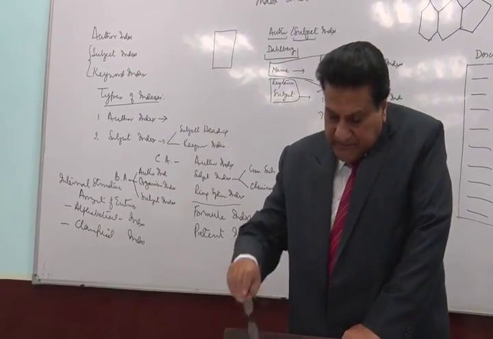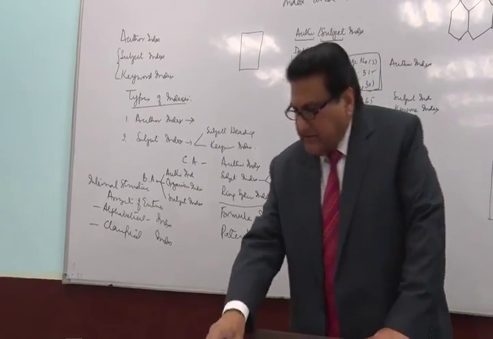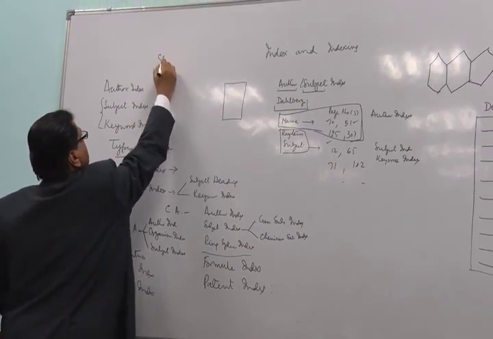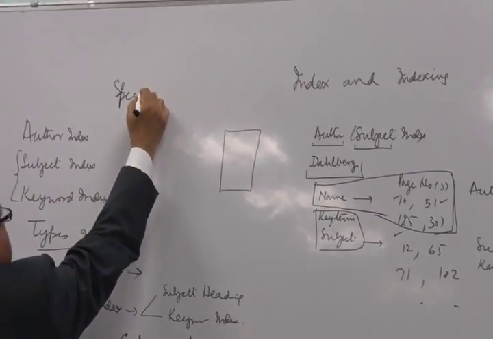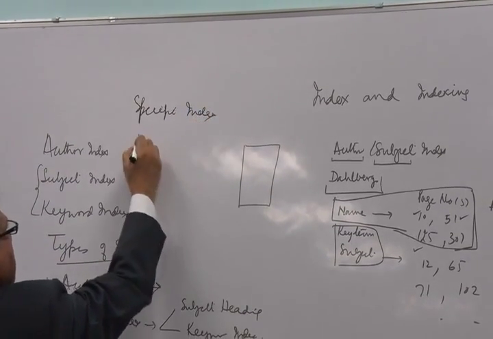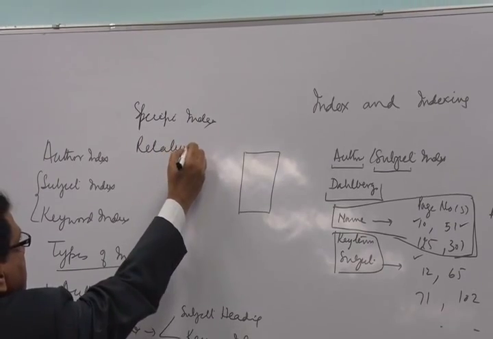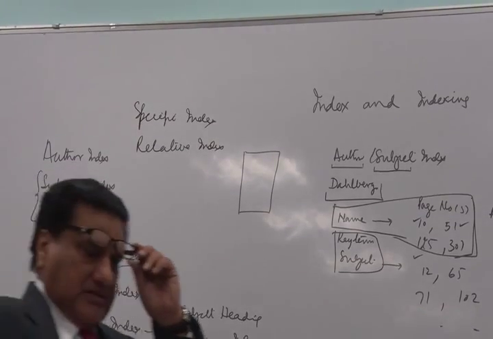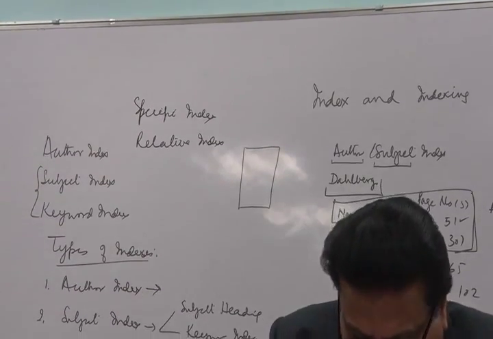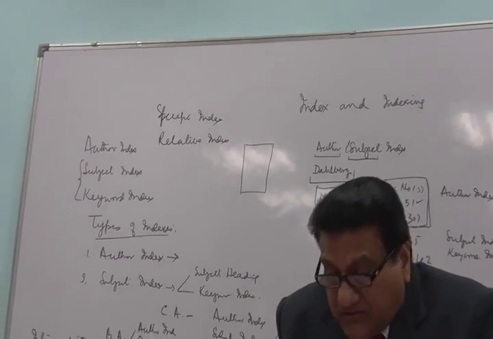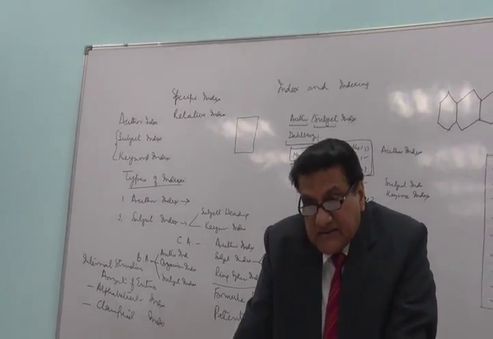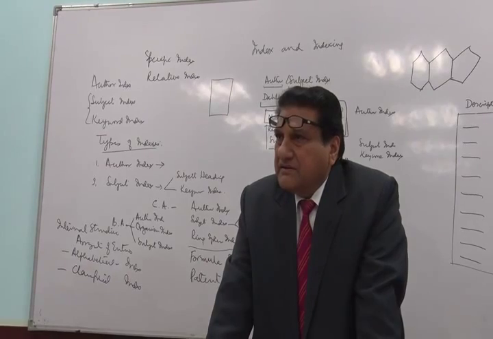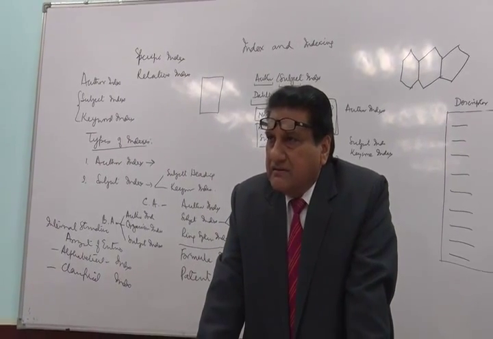And one more classification of index is specific index and relative index. Do you have any idea what is a specific index or what is a relative index? You know both of them, I am quite sure. Sir, relative index is an example in Melvil Dewey's classification. The fourth volume is given as relative index. Yes, the example is there, but what is relative index?